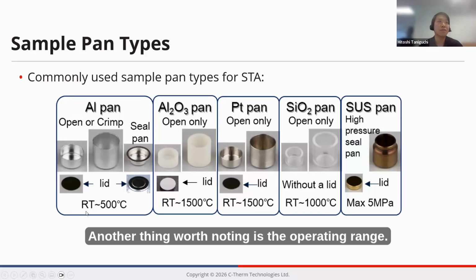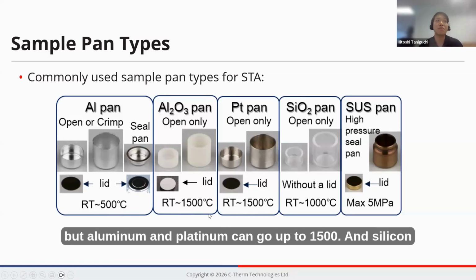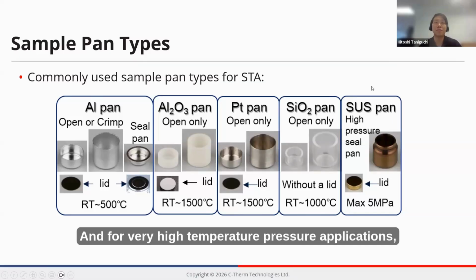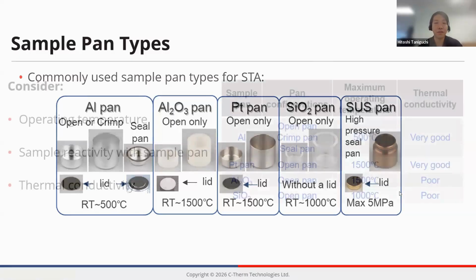Another thing worth noting is the operating range of each pan. Aluminum can only go up to 500 degrees C, but alumina and platinum can go up to 1500, and silicon dioxide, that's quartz, can go up to 1000 degrees C. And for very high pressure applications, stainless steel pans are usually used.